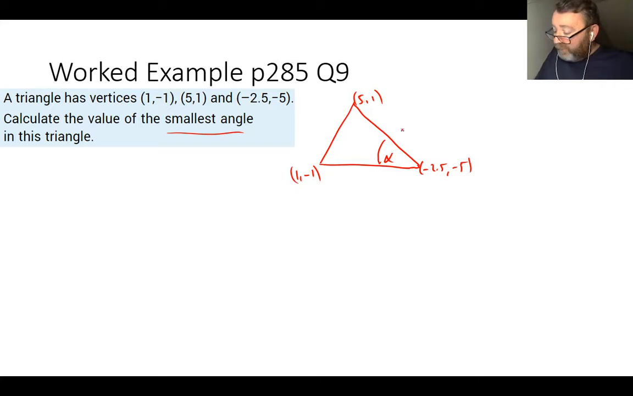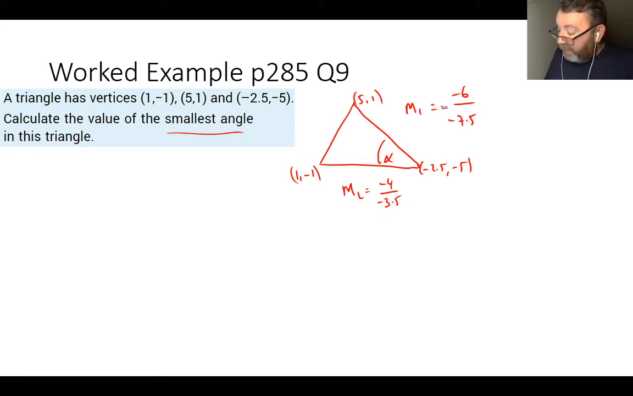Now, let's take the slope of this one. So we call this M1. Y2 minus Y1, which is minus 5 minus 1. Y2 minus Y1 is minus 6 over X2 minus X1, minus 7.5. There's the first slope, okay? Second slope here, well, y2 minus y1, minus 5 minus minus 1 becomes minus 4 over minus 2.5 minus 1, which is minus 3.5. So there's your slopes.